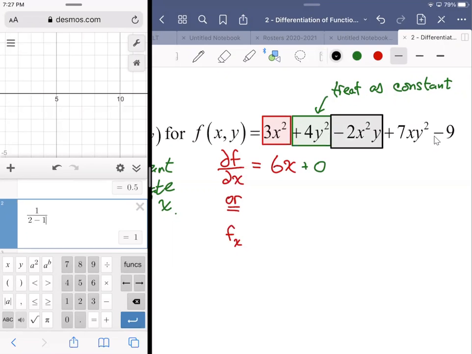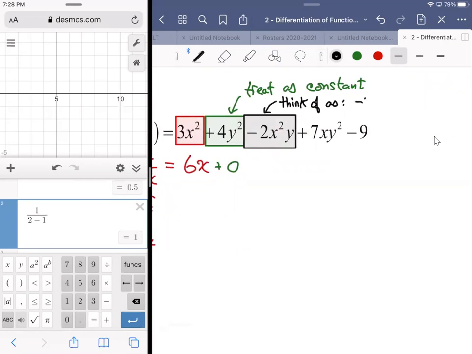Right. The next two are a little bit more interesting because when I look at this one here, like I said, in Calc 1, that would be implicit differentiation. But we want to think of this as negative 2y times x squared. All right, the negative 2y is your constant multiple. The x squared is the variable part of it. You're still applying the power rule. The power rule derivative would only be applying to the x squared. Everything else is held constant. So this would be minus 2y times 2x. And the same idea would hold true for the next one.